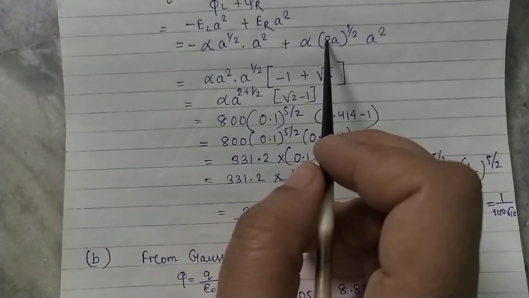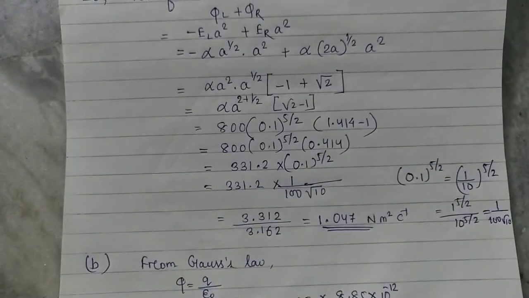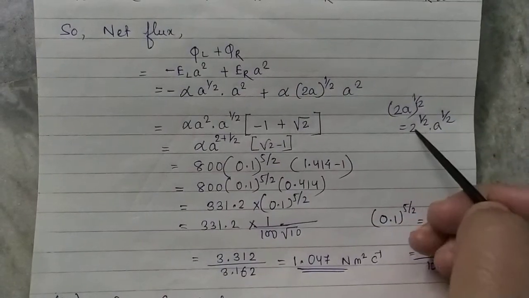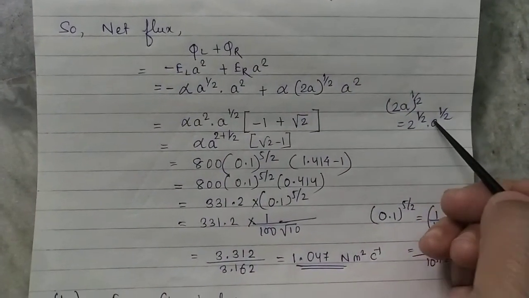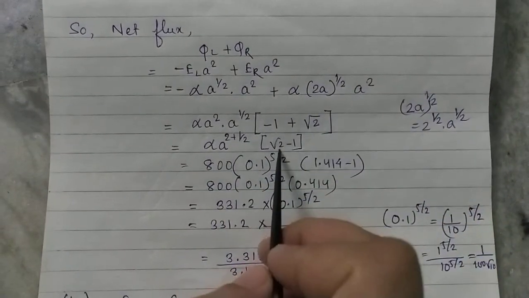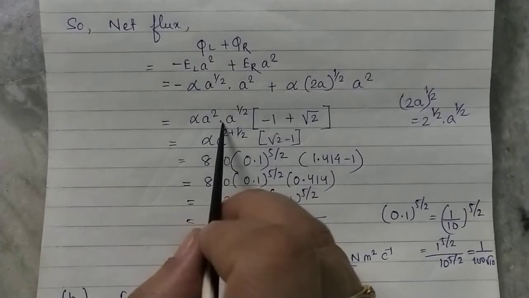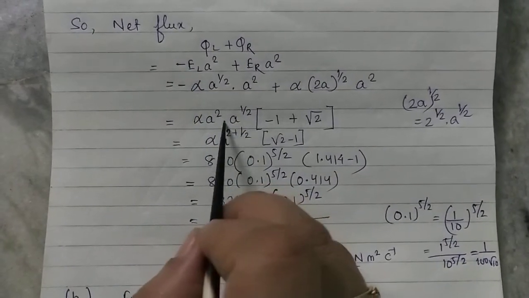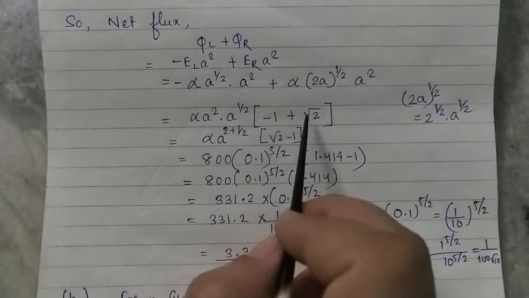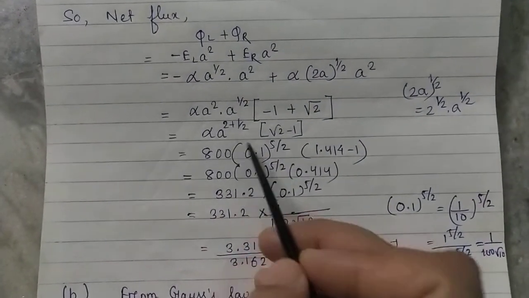Plus root 2. How root 2? It is (2a) to the power 1 by 2, equal to 2 to the power 1 by 2 into a to the power 1 by 2. So I have made some changes. Alpha a squared a to the power 1 by 2; exponents and powers you have already learned. So 2 plus 1 by 2, and here root 2 minus 1. Put the values: alpha 800, a to the power 5 by 2.